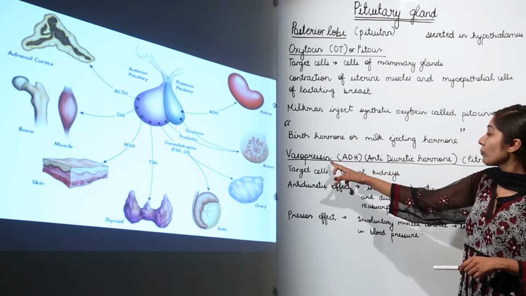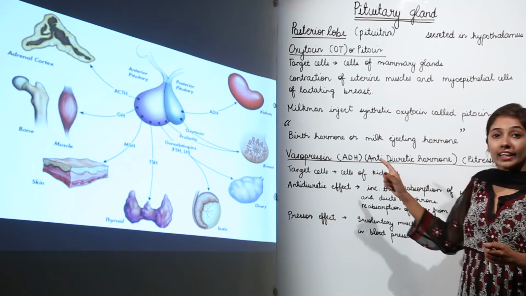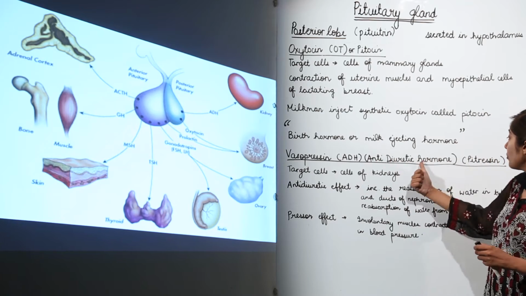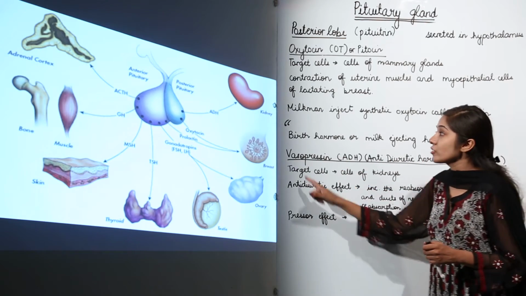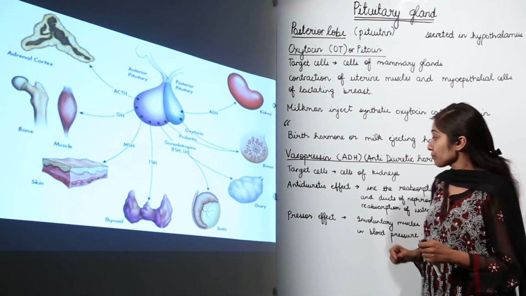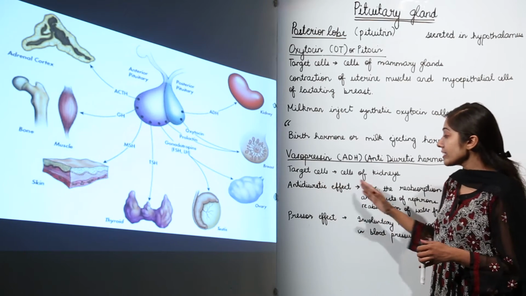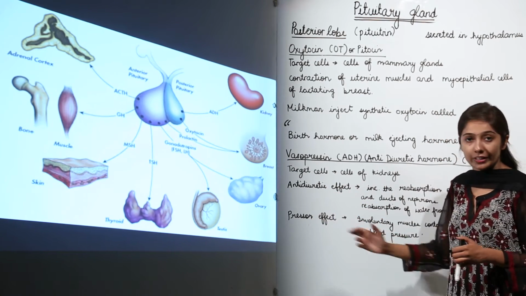Now vasopressin hormone is also known as antidiuretic hormone or pitocin. ADH, antidiuretic hormone or pitocin. What are the target cells? You can see the target cell of ADH is what? The cells of the kidney. So it has two effects. The first is the antidiuretic effect and the second is the pressor effect.